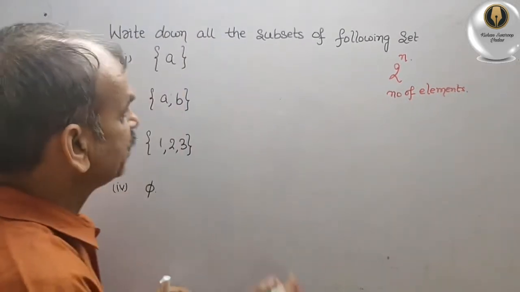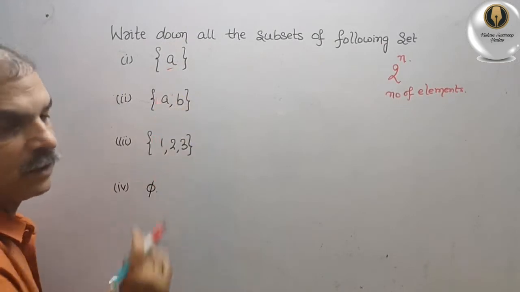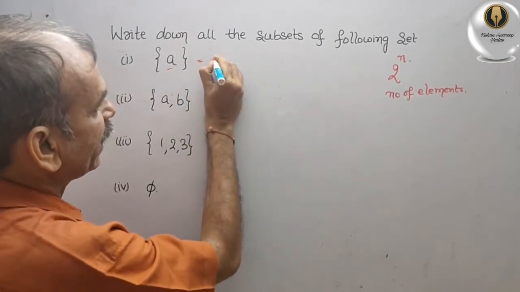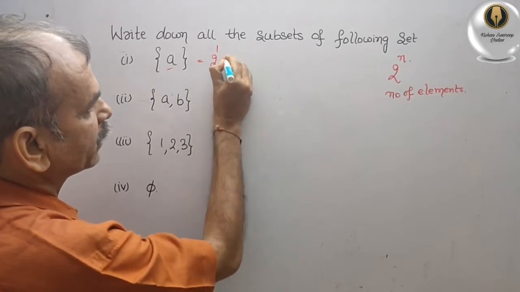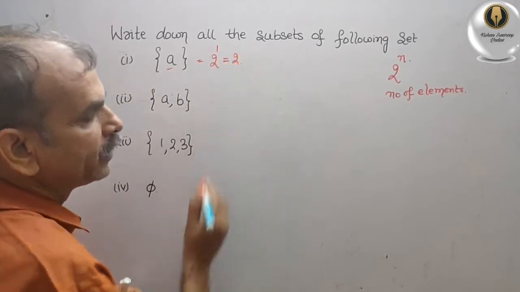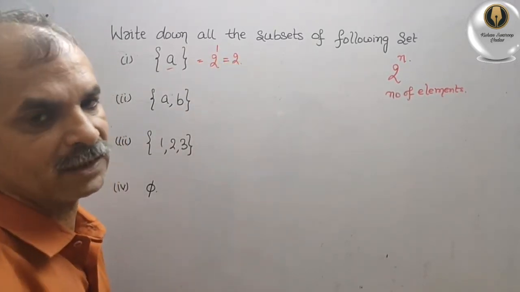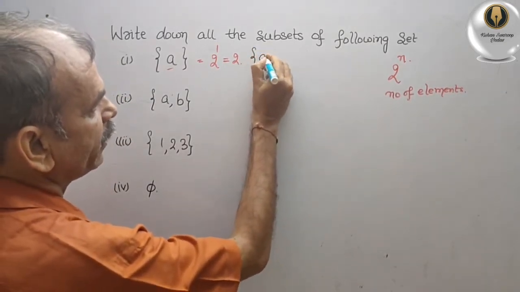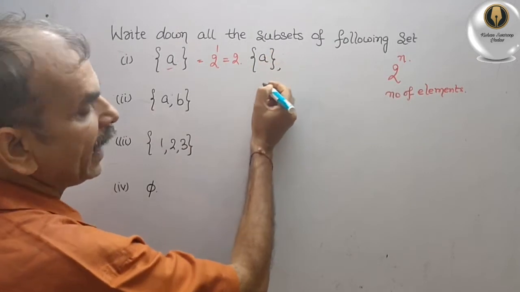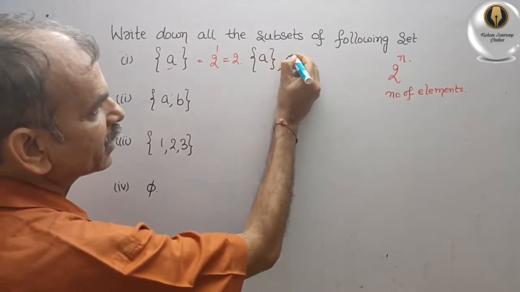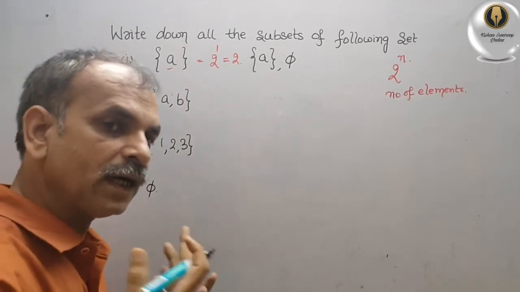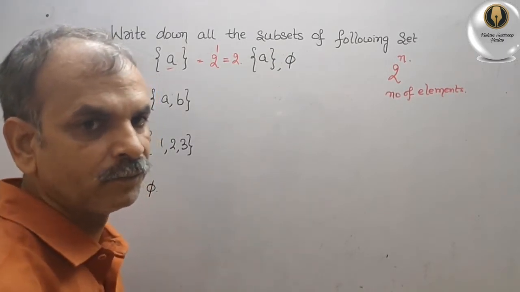So you can see in the first they have given A. That means the number of elements is 1. Therefore we can write it as 2 to the power of 1, that is equal to 2. There are two subsets. They are, first is your A and second is your empty set. Empty set is always a subset of any set.